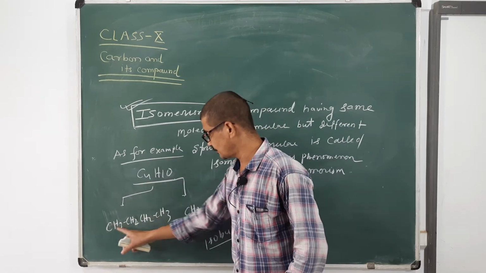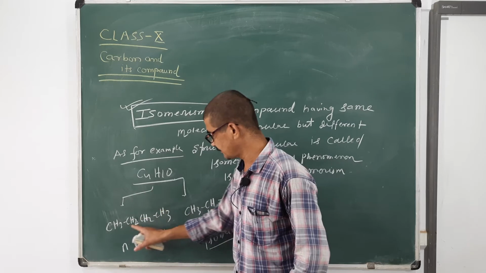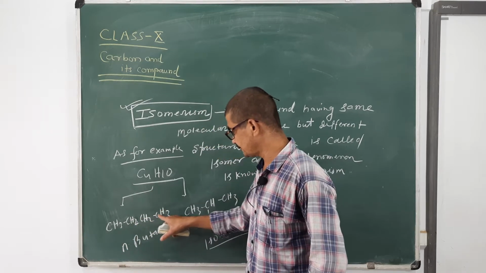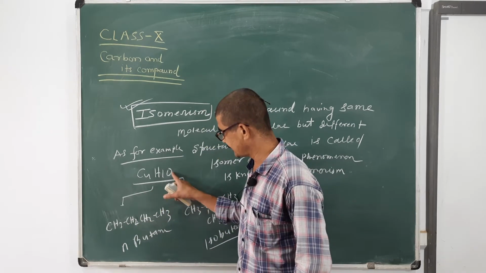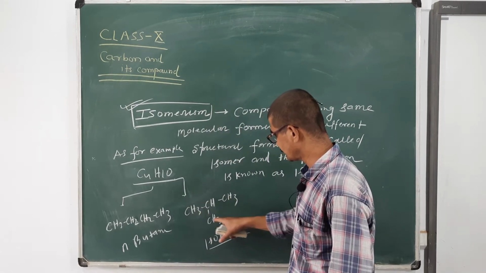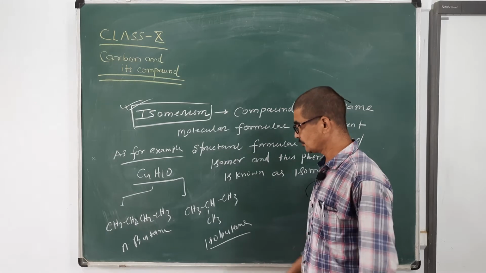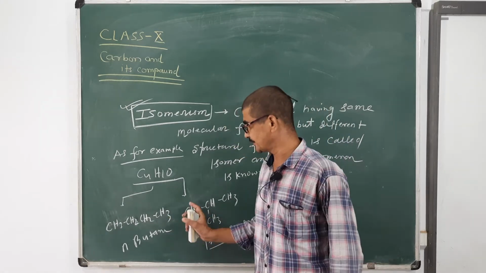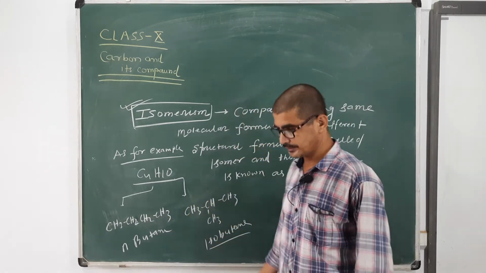So the molecular formulas are the same. 4 carbon and 10 hydrogen. On the other side also 4 carbon and 10 hydrogen. So both are isomers of each other. So this is an example of isomers.